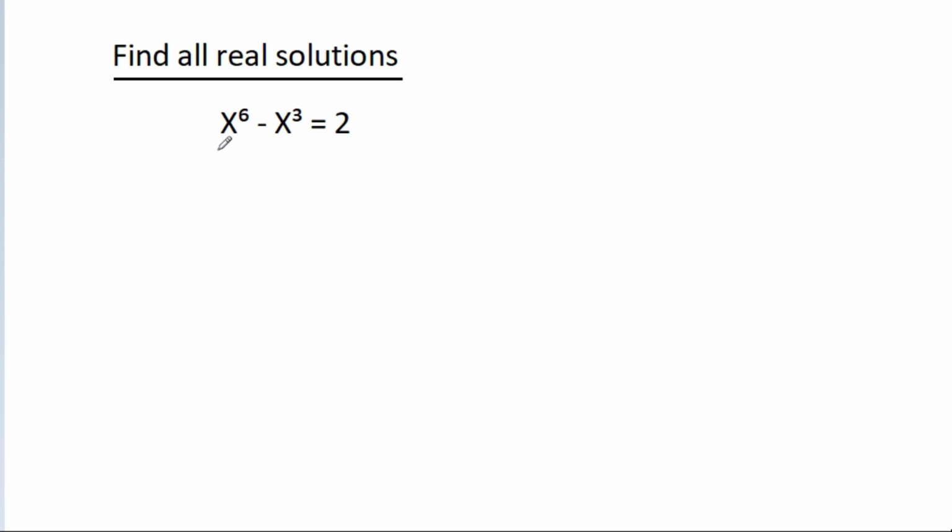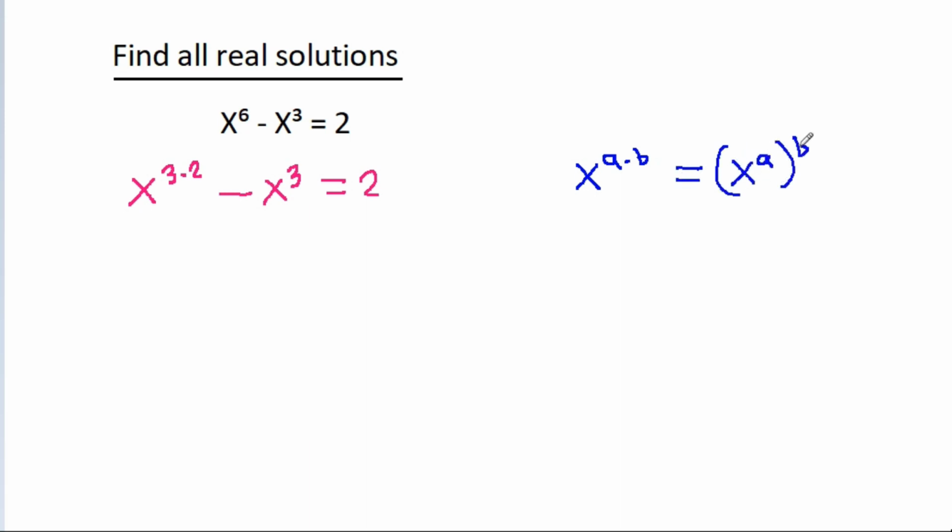We are given that x^6 - x^3 = 2, and we have to find all real solutions. So x^6 is x^(3×2), and the equation is x^(3×2) - x^3 = 2. And x^(a×b) is equal to (x^a)^b.